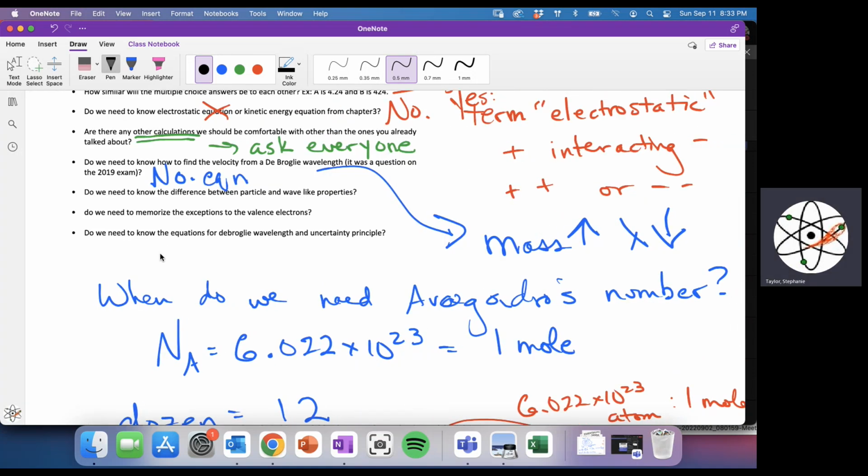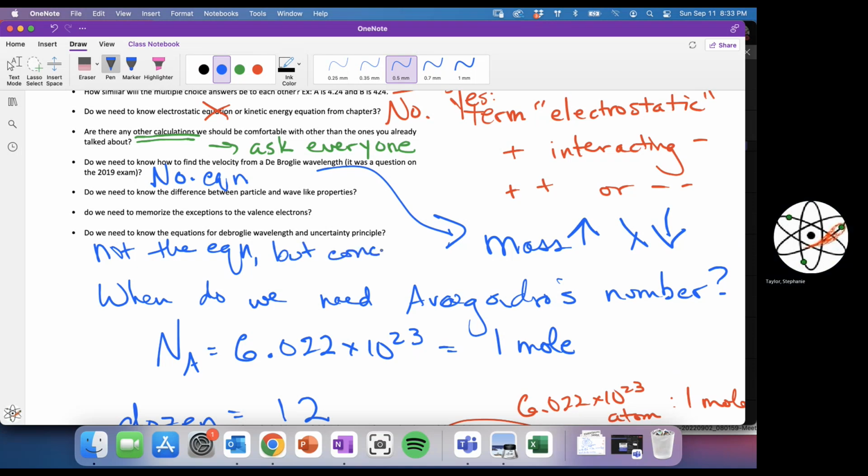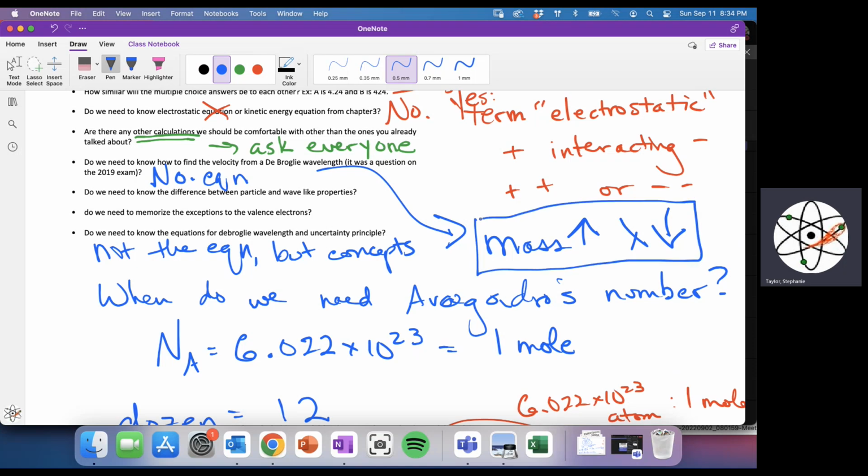What else is on here? Do we know the equations for the de Broglie wavelength and the uncertainty principle? Not the equations, but the concepts. And that's where the de Broglie concept, this is this one. This is the de Broglie concept. Mass goes down, wavelength goes up. Mass goes up, wavelength goes down. I'm not tired.